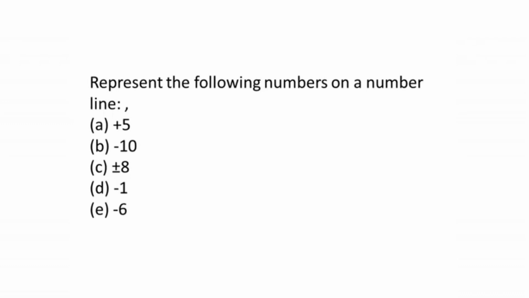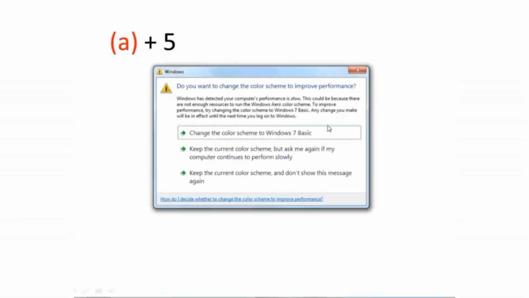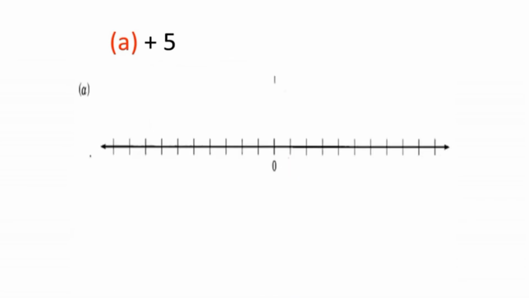Represent the following numbers on a number line. Some of the numbers are: plus 5, minus 10, plus or minus 8, minus 1 and minus 6. Let's see how we can represent them on a line. The first one I have taken here is plus 5. You know, it is a linear line, so at the midpoint it will always be 0.